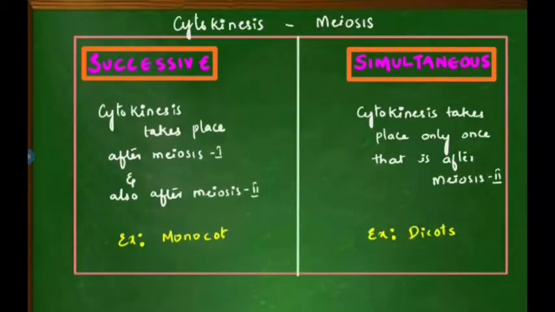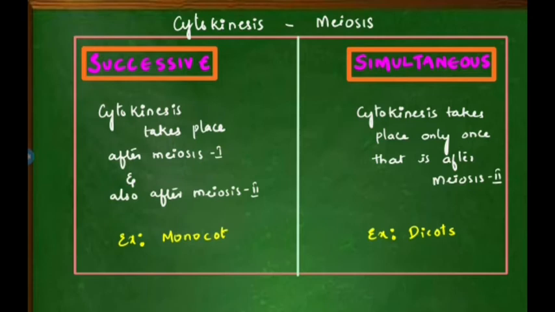So coming to here, the cytokinesis which takes place after the meiosis can be of two types, that is successive or simultaneous. So coming to the successive, it is the cytokinesis that takes place after the meiosis 1 and also after the meiosis 2, and it takes place only in the monocots.